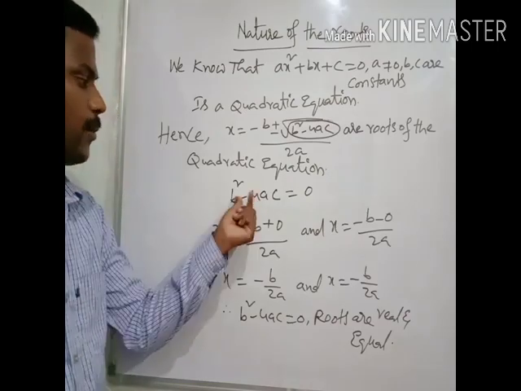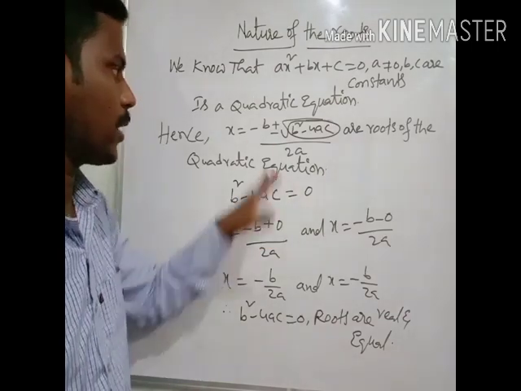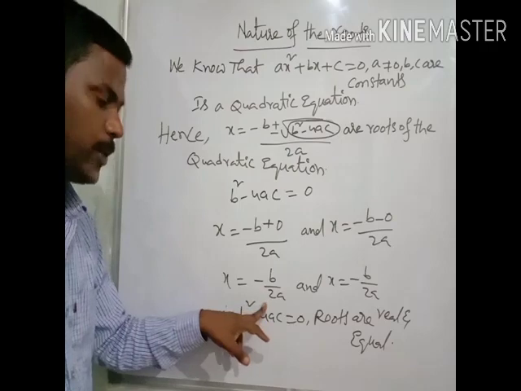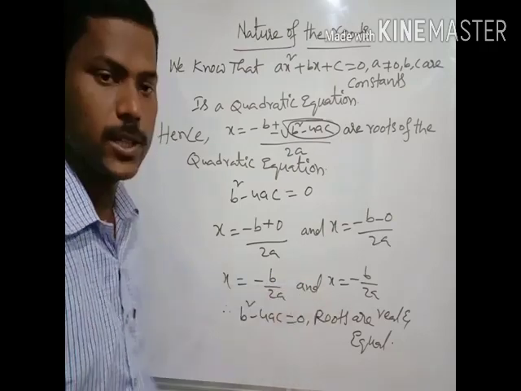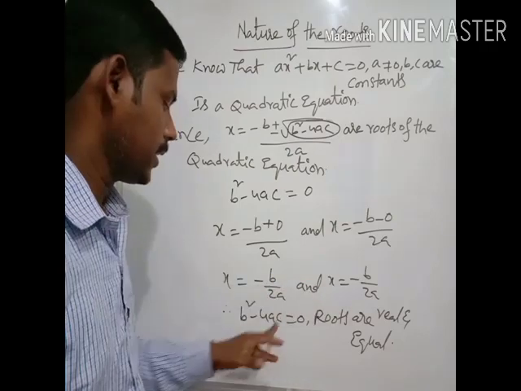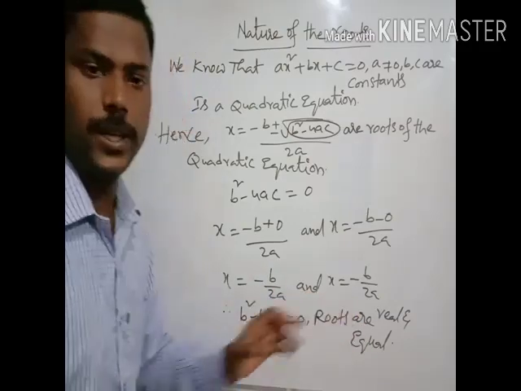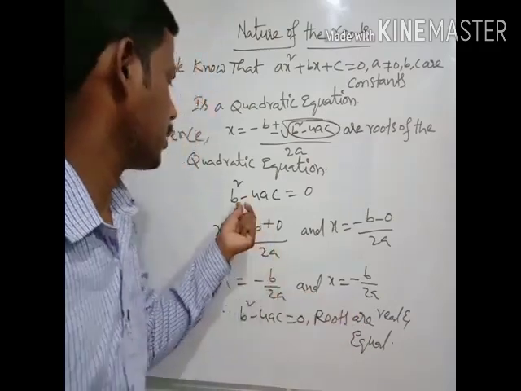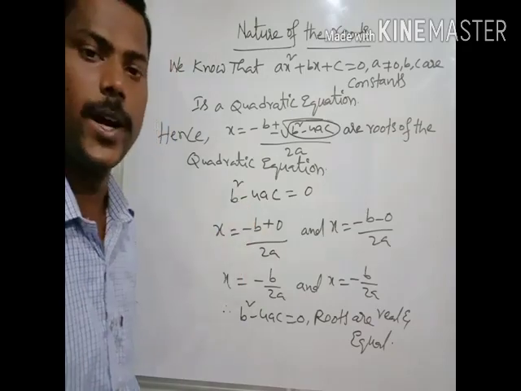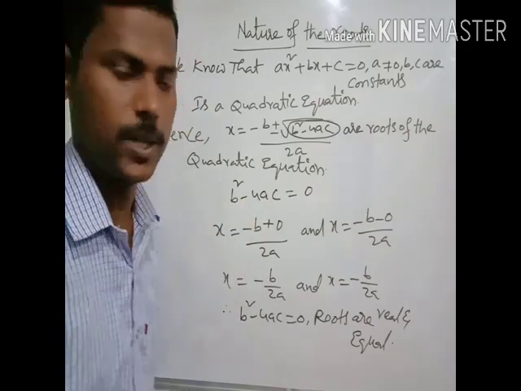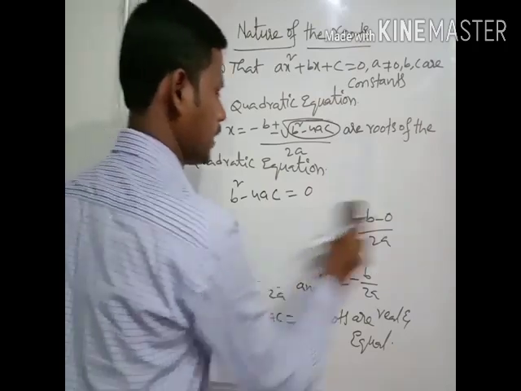Understand children? If b² − 4ac is 0, then what happened? x = −b/2a and the other x is also −b/2a. Then what are you observing? Roots are real numbers and equal. And also by using this condition, we can find the b value. Okay, children. Next, we see the third condition.